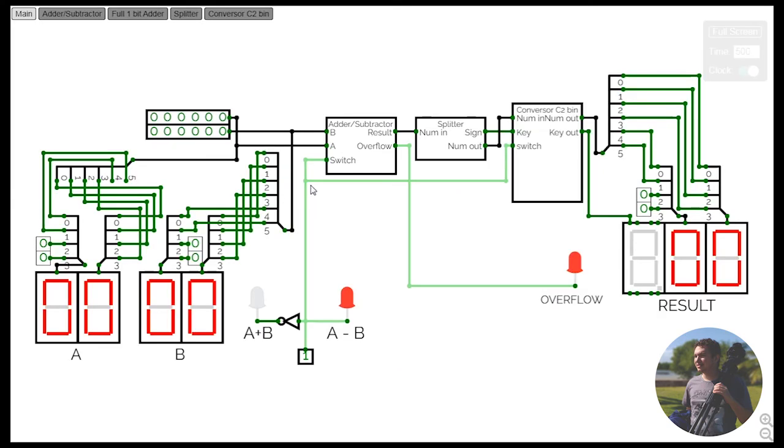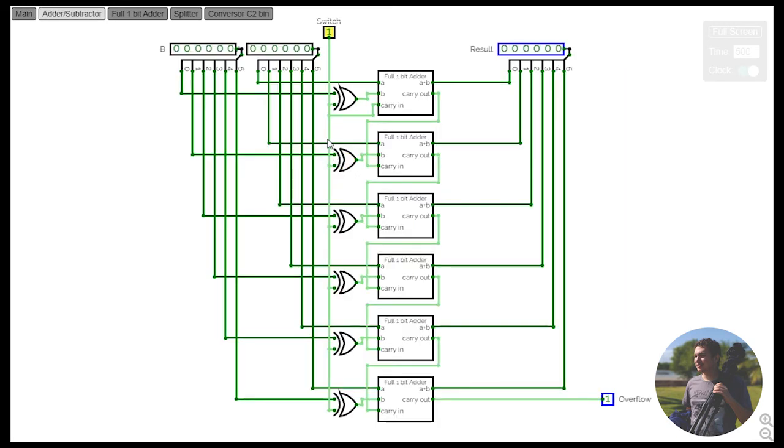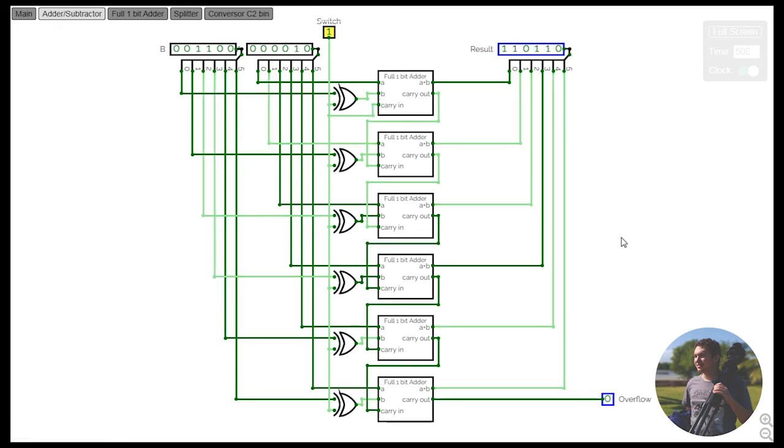This value goes here, into our adder-subtractor subcircuit. If the value of our key is 1, the XOR gates will flip the results coming from the number B. The 1 will also go into the carry in used in the first adder. This produces the 2's complement of B and then adds it to A. Using this method, it doesn't matter whether A is greater than B or vice versa.